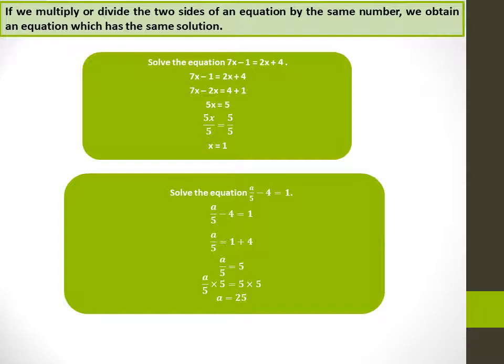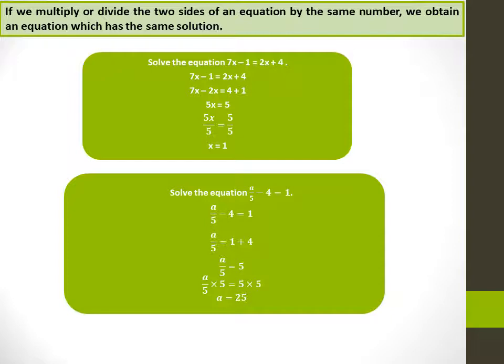Let's solve the equation a over 5 minus 4 equals 1. We need to move negative 4 from the first side of the equation to the second side. We obtain a over 5 equals 1 plus 4. Then a over 5 is equal to 5.